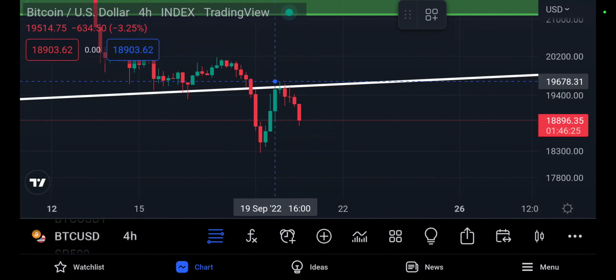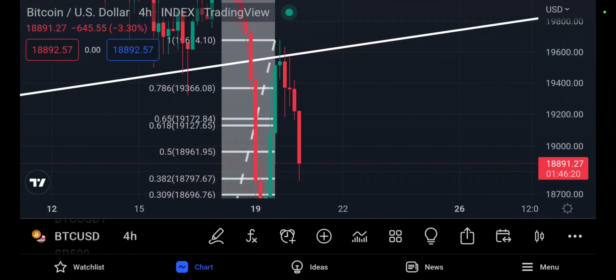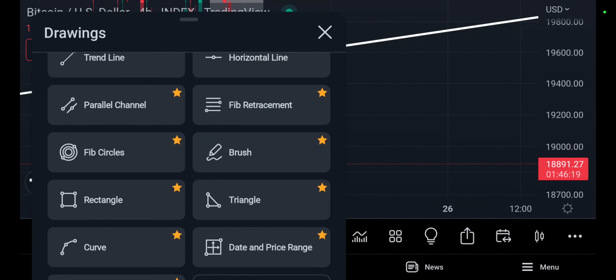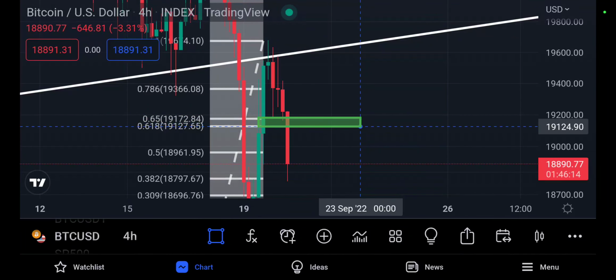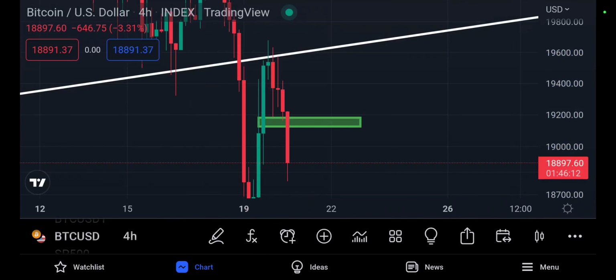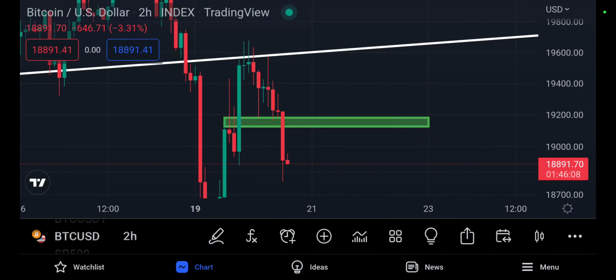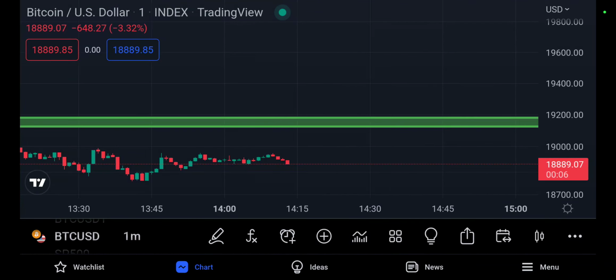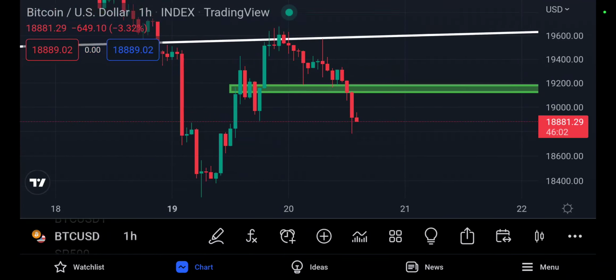Pull the Fibonacci from top to bottom and look at the 0.618. This right here is saying $19,127. Let's delete this. Let's go down to 2 hours again. Let's go down to 1 hour. I'm sorry, that was too low. That's the 1 minute chart. Go down to 1 hour.